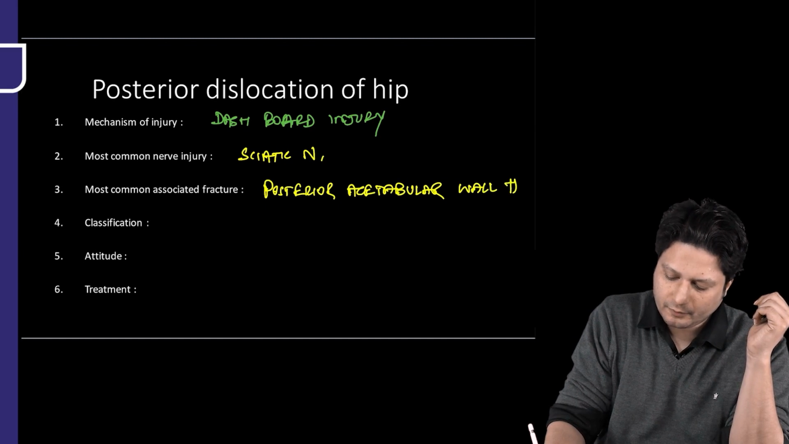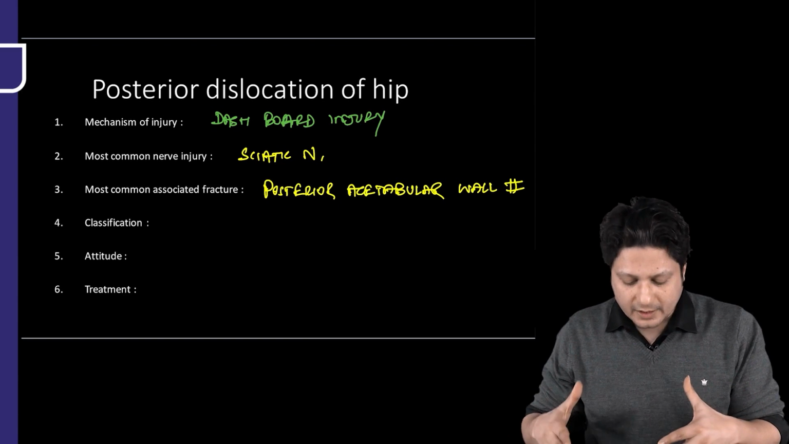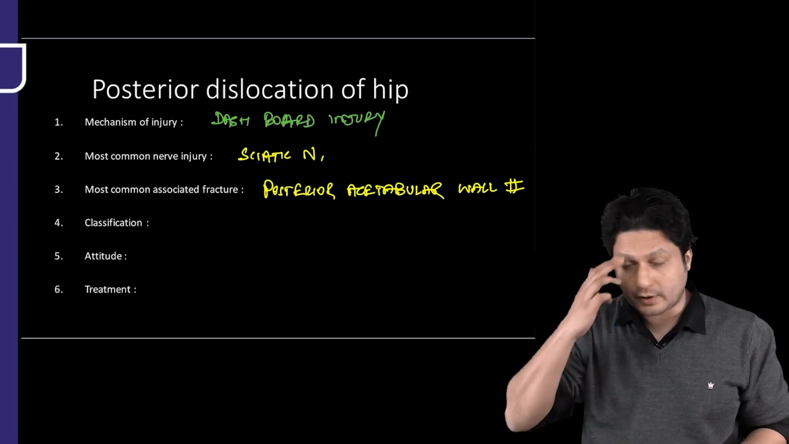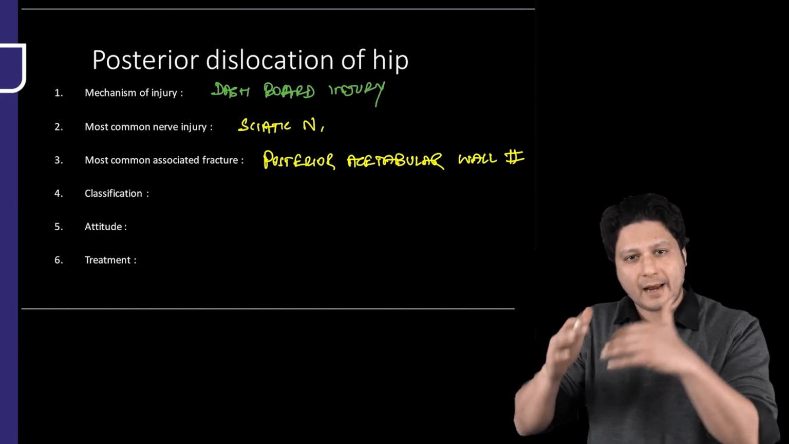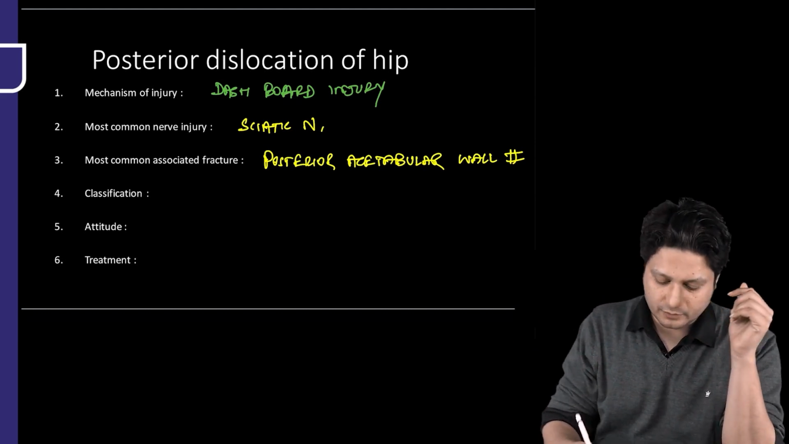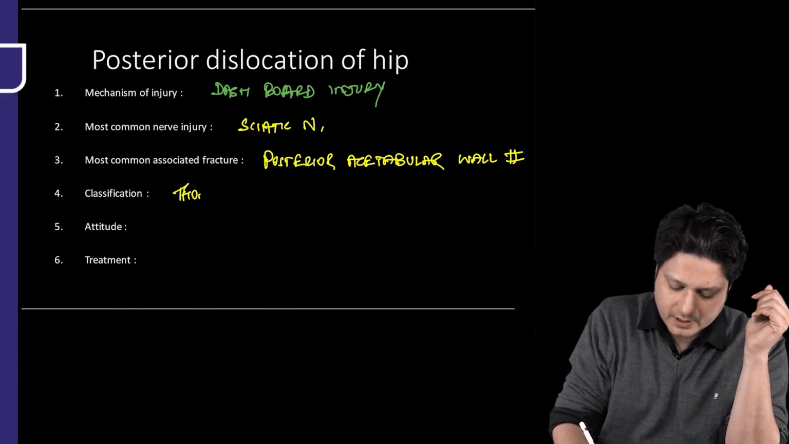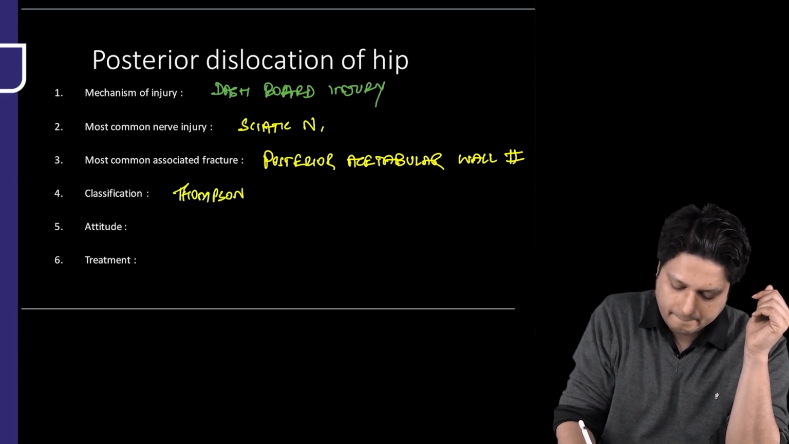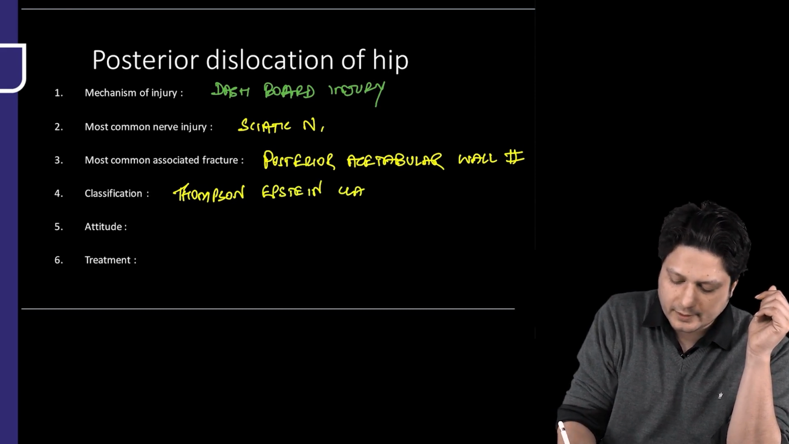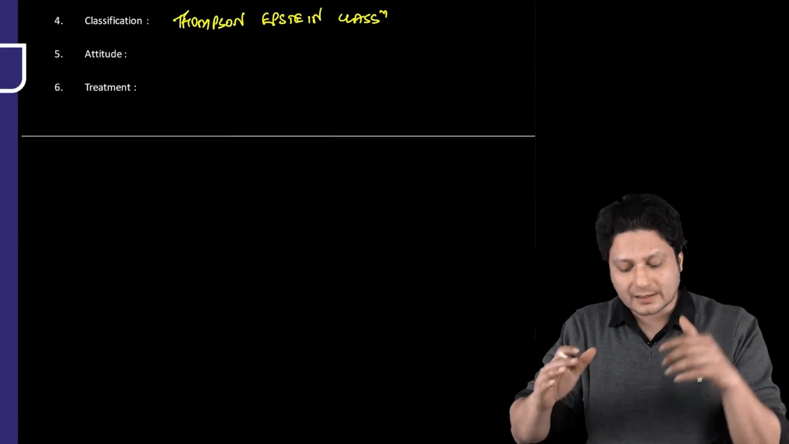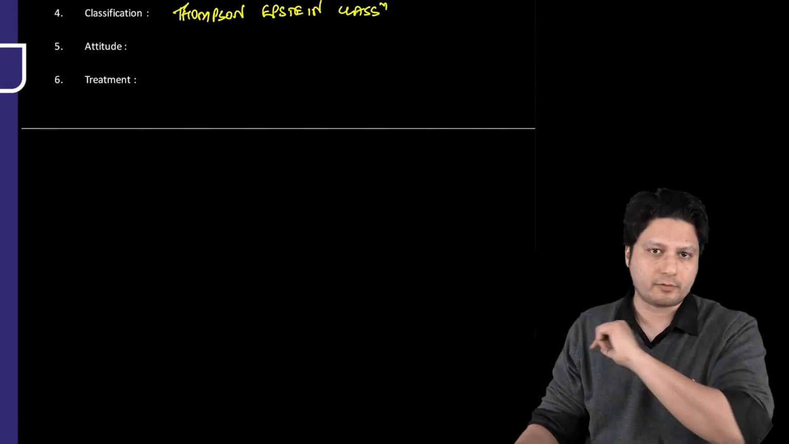All right. As far as classification of this posterior dislocation of the hip joint is concerned, it is important to remember the name as well as different types of the classification of this posterior dislocation of the hip. So the name is Thompson-Epstein classification. The posterior dislocation of the hip joint is such a common topic that its classification is also important for you to remember. Thompson-Epstein system of classification.